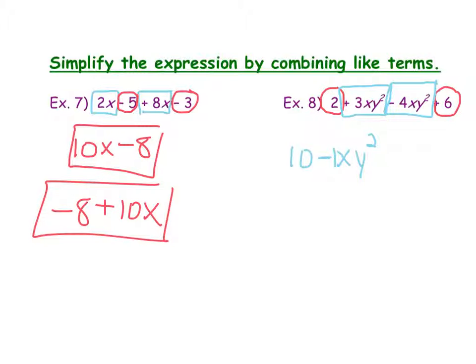So 3 ways this can look. You can leave it like this, or you can just do 10 minus xy squared, that's the same. Or you could take the negative 1xy squared in front and then put plus 10 for the 10 because it's positive.